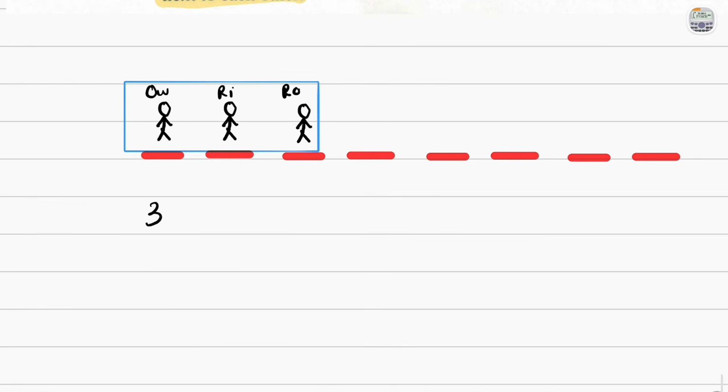So Owen has three choices of positions to stand in. Then after Owen is standing, Richard will have two places to stand in. You can either stand here where you are or here. So that is 2, so times 2. And then Robert would have one place after Richard is standing in the place, so that's 1. So on their own, they form 3 factorial. Keep that in mind, 3 factorial.